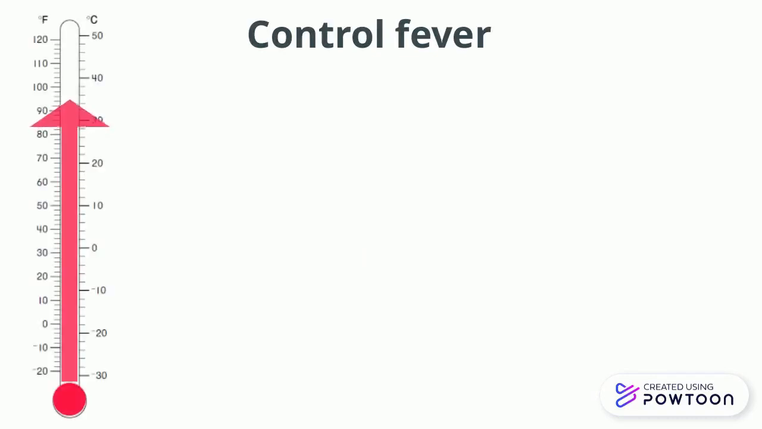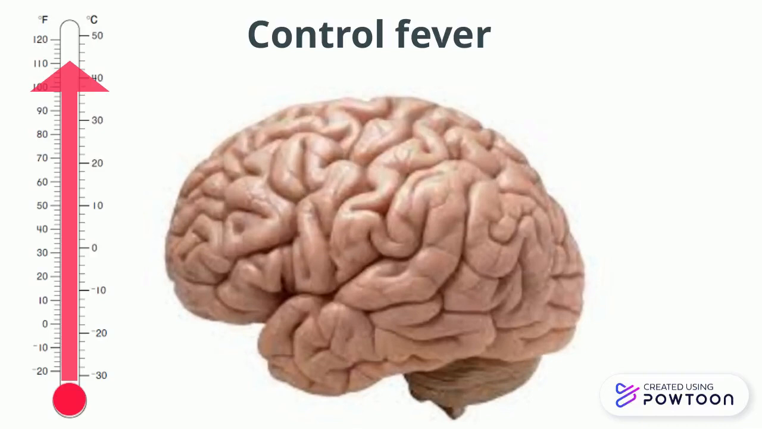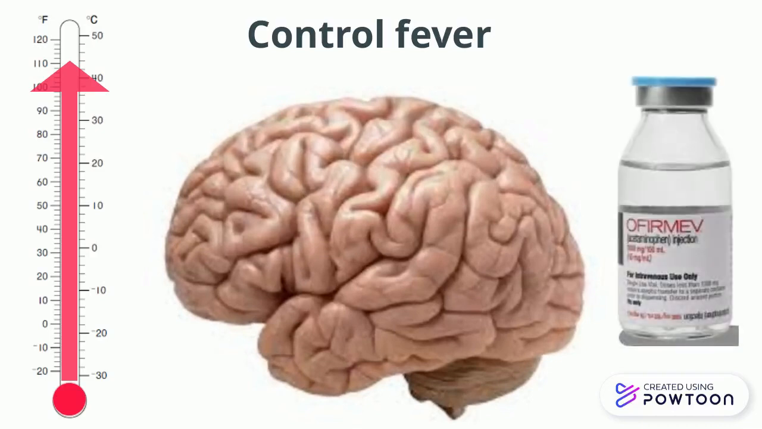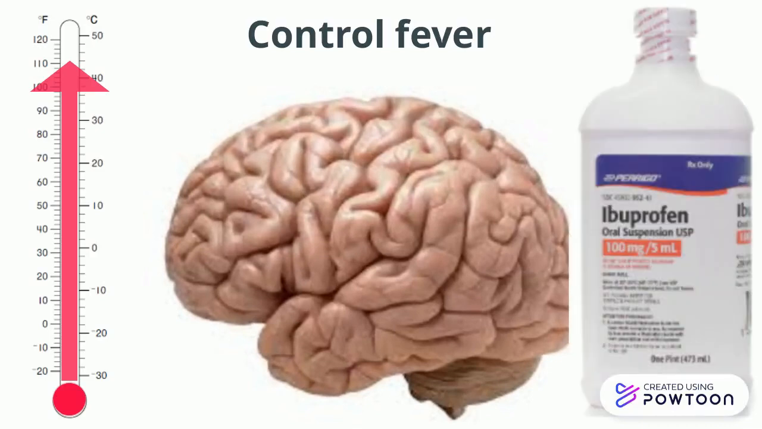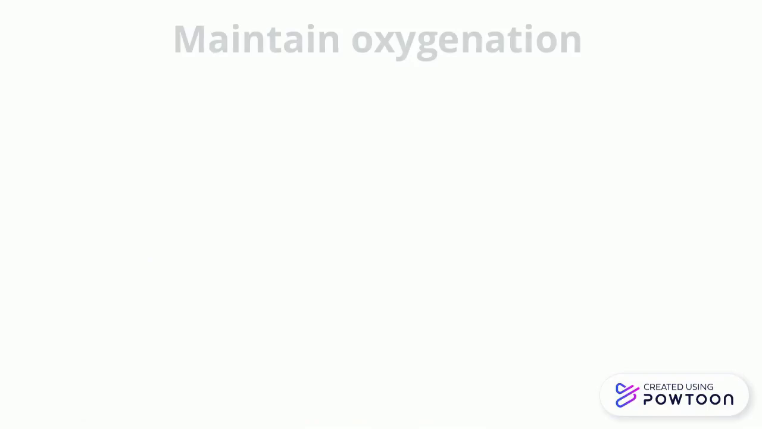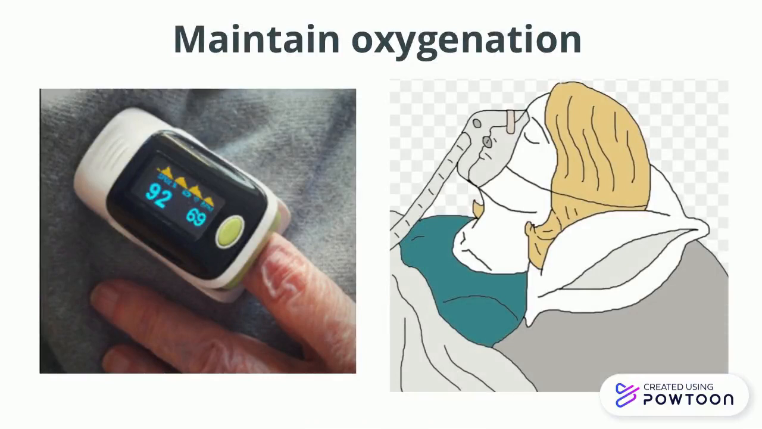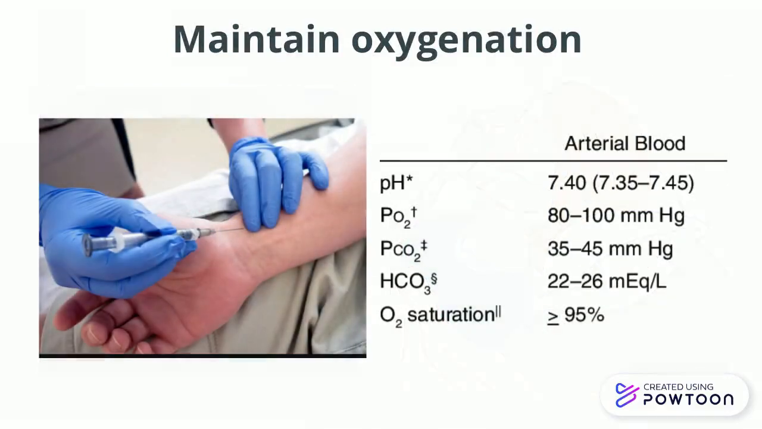Because fever can increase cerebral metabolism and that can increase edema, it has to be controlled with antipyretics. You might even see a hypothermia blanket being used on these types of patients. Maintaining oxygenation remains a priority for these patients. Pulse oximetry has to be monitored along with arterial blood gases to ensure that the patient is properly oxygenated.